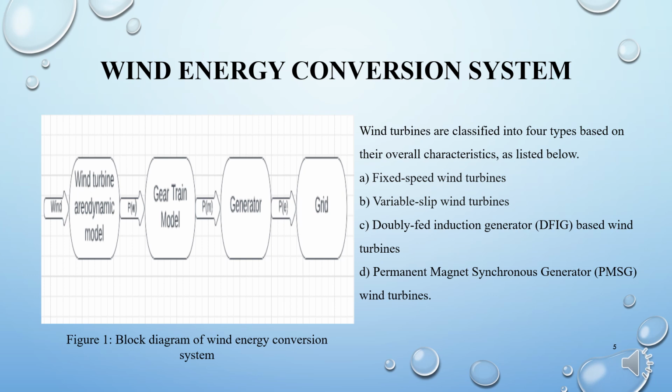Wind turbines are classified into four types based on their overall characteristics as listed below. First is fixed speed wind turbine. Second is variable speed wind turbine. Third is doubly fed induction generator based wind turbine. And last is permanent magnet synchronous generator wind turbine.